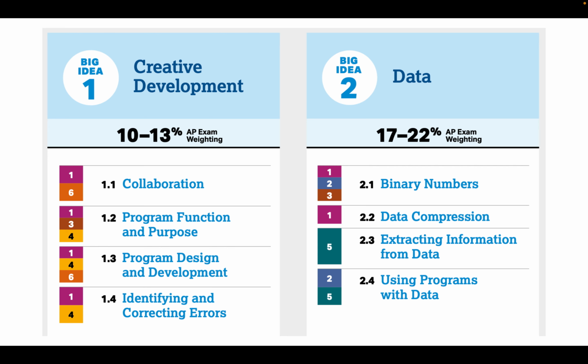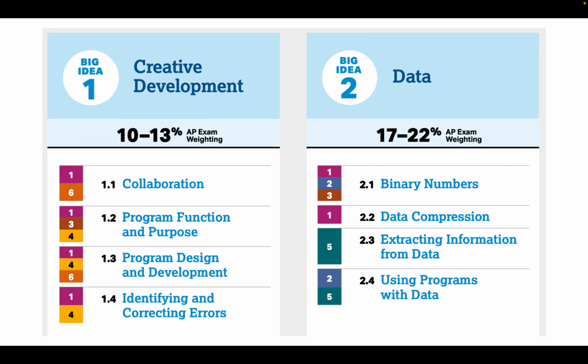The College Board divides the Principles course into 5 big ideas. Big idea 1 is creative development. So how to be creative and develop programs and computing innovations. So you see there we go into how to collaborate well, what to think about what programs are meant to do and what problems they're meant to solve, the actual process used to design and develop programs and how to respond to errors.